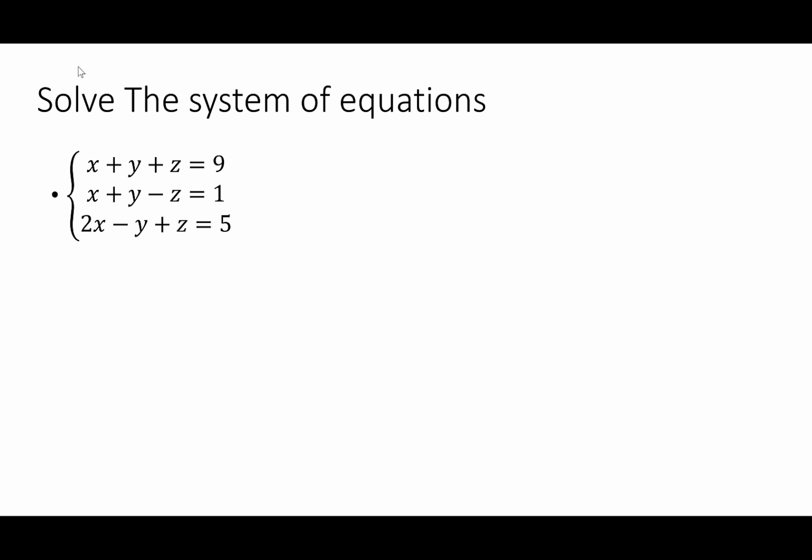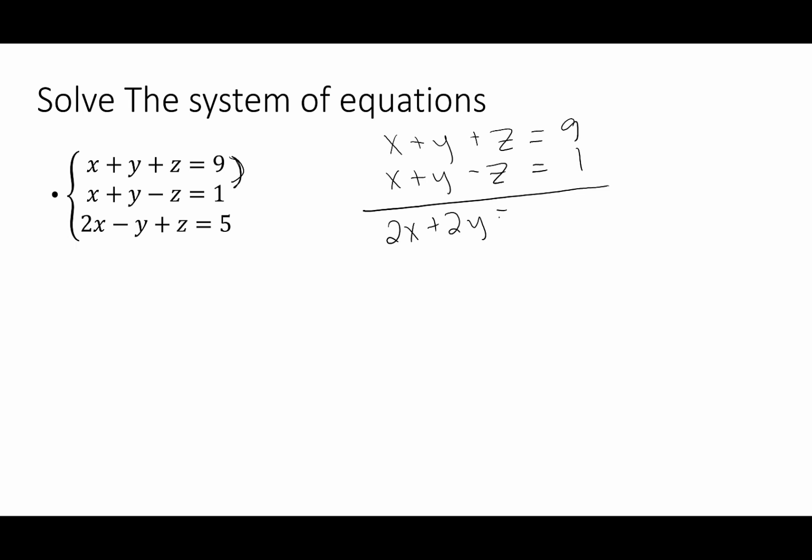So this says x plus y plus z is 9, x plus y minus z is 1, 2x minus y plus z is 5. You start by looking and thinking, like, what could I get rid of? And z looks really good because I have a plus z, I have a minus z. So I'm going to start by adding these two together. So x plus y plus z is 9, x plus y minus z is 1. When I add, I get 2x plus 2y is 10.